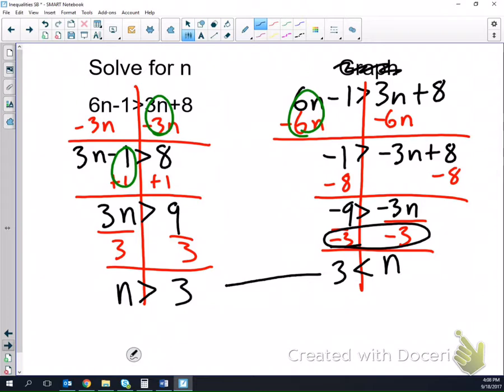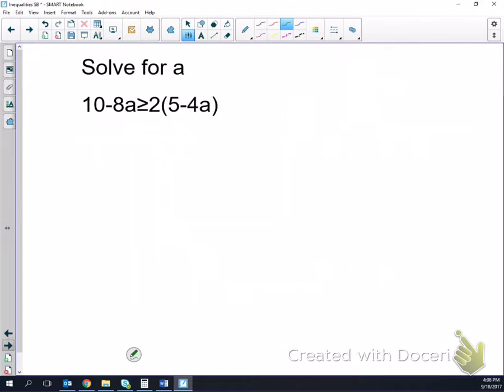So between these two, we essentially got the same answer. So they're equivalent statements. N is greater than 3 or 3 is less than n. But also notice that had we not flipped the sign when we divided by that negative 3, we would not have gotten the same thing. All right, now that's the importance. You can do your work in whatever order you want, but if you're forgetting little things like that, you're going to arrive at different answers. All right, so that's where that's important.